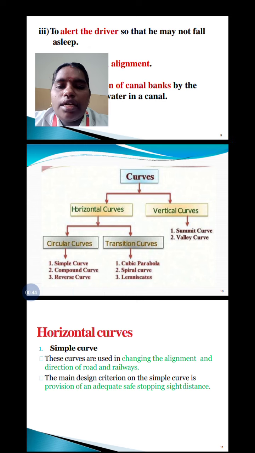There are horizontal curves and vertical curves. The horizontal curve has two types, circular curve and transition curve. The circular curve has simple curve, compound curve and reverse curve. The transition curve has cubic parabola, spiral curve and lemniscate. And the vertical curve has summit curve and valley curve.